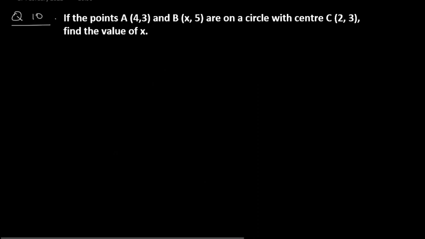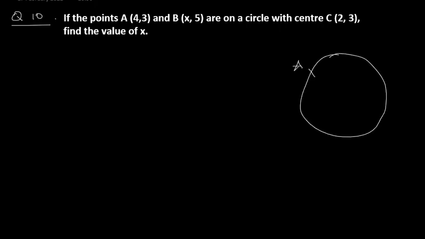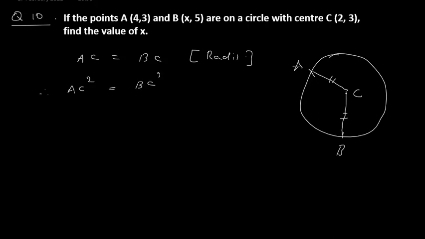The 10th problem is if the points A and B are on the circle with center 2, 3, then find the value of x. Now as A and B are points on the circle, so suppose this is a circle and I have here say point A and here say point B, and I have center C over here, then AC and BC are going to be equal as they are radii of the circle. So here indirectly they have given AC is equal to BC. Why? We say that radii of the circle are equal. So therefore we can say that AC square is equal to BC square.